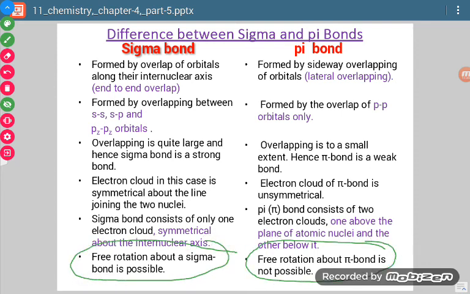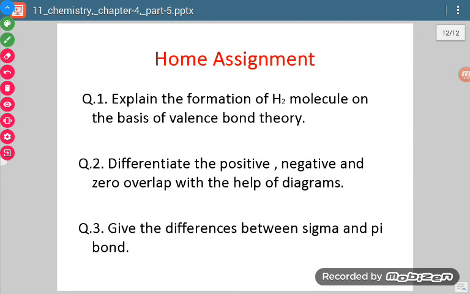Okay, now last and important is free rotation about a sigma bond is possible. It means that when we rotate our bond formed, then its rotation is possible for sigma bond, because sigma bond is symmetrical for a rotation about internuclear axis, but pi bond is not like that. If we start rotating the pi bond, then what will happen? The bond will break. Okay, so this rotation is not possible in pi bond.